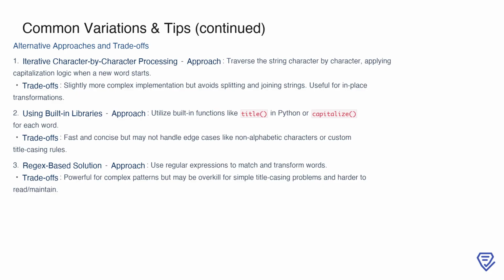A simpler approach is to use built-in libraries, such as the title function in Python or capitalize for individual words. These methods are fast and concise, but they might not handle edge cases, such as non-alphabetic characters or custom rules, without additional tweaks.